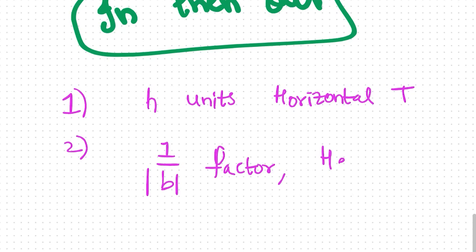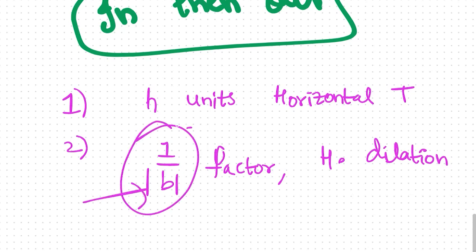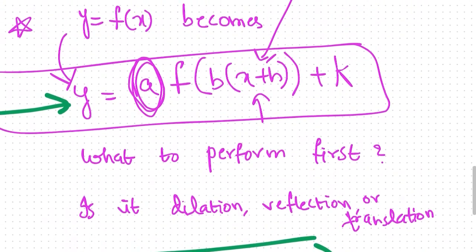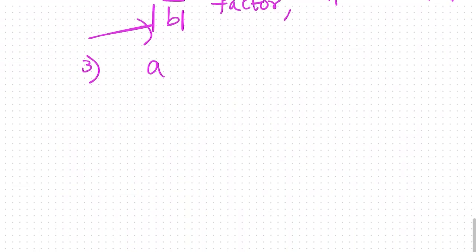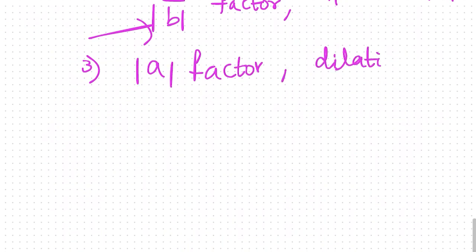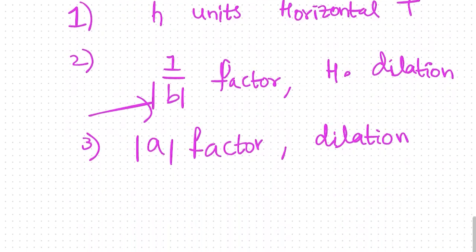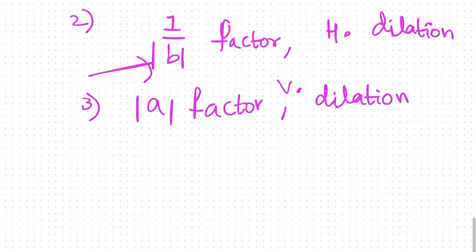Horizontal dilation. So depending on the B value, whether this factor makes it less or more, it's horizontal dilation. Next, what happens? You do 1 over A, or is it just A? For y, it is pretty obvious. The absolute value of A is the factor for vertical dilation. Yeah, vertical dilation. Next, you do vertical translation. K units, vertical translation.